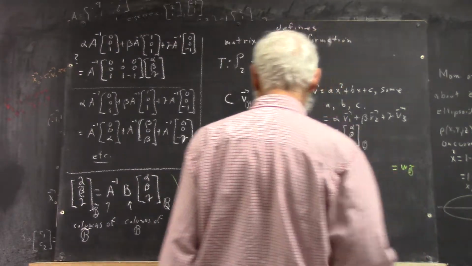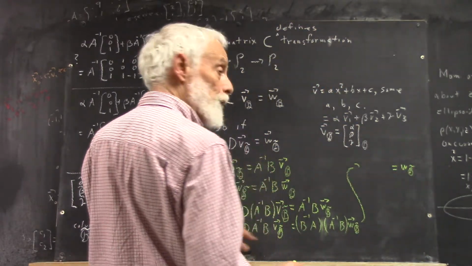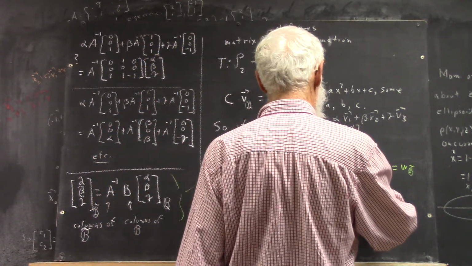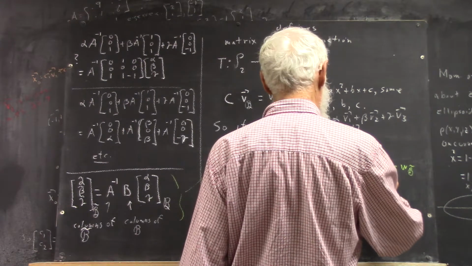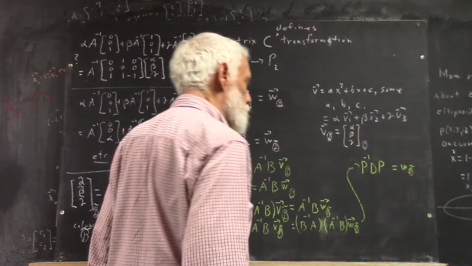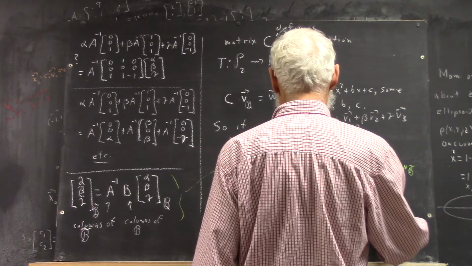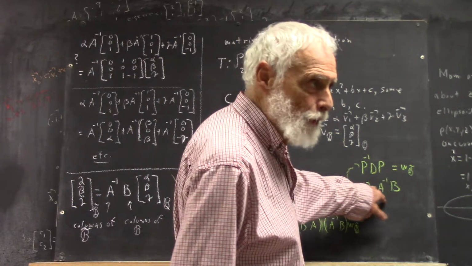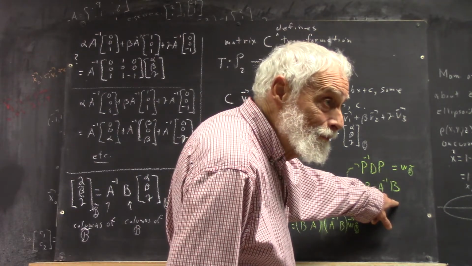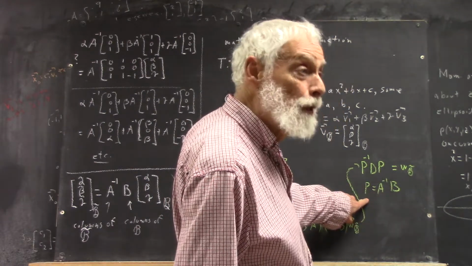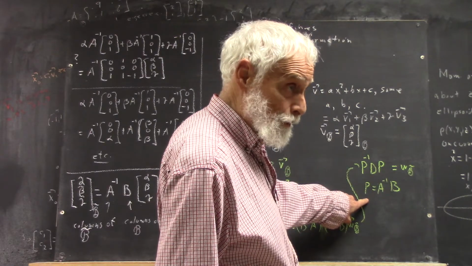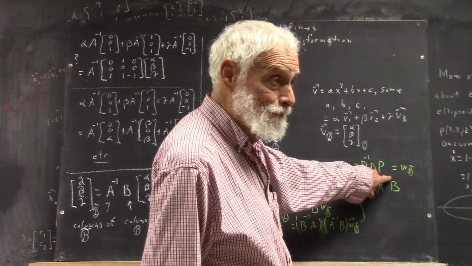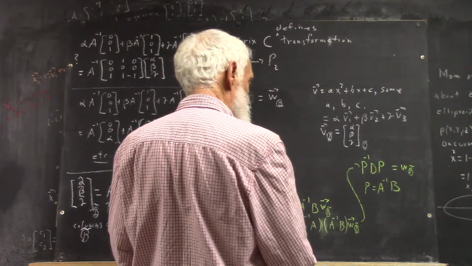What do you have on the left-hand side? We got this mess, right? Well, I'm going to call this, using some constant, P inverse DP, where P equals A inverse B. You take the matrices that represent the two bases, you put them together like this, and you get your P matrix. So now you have this. And this is what we call a similarity transformation.